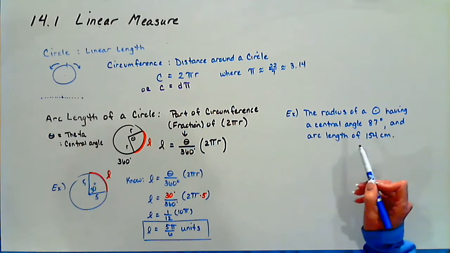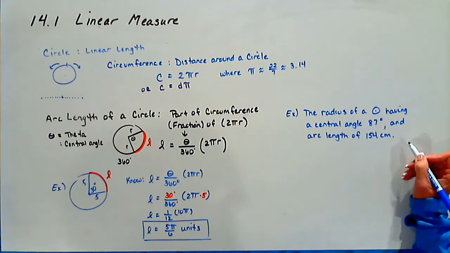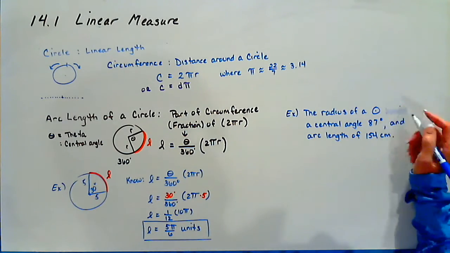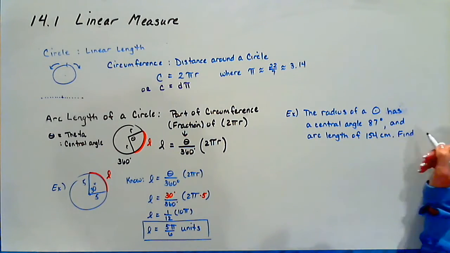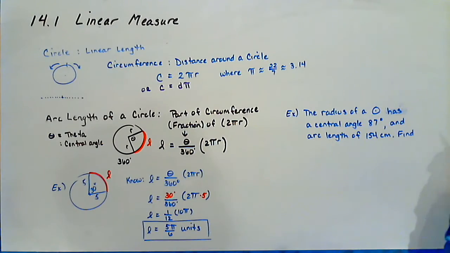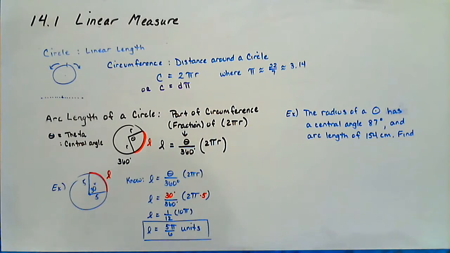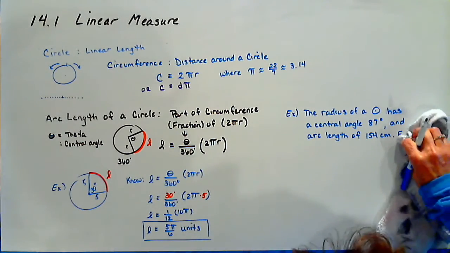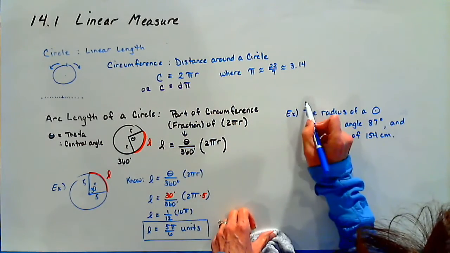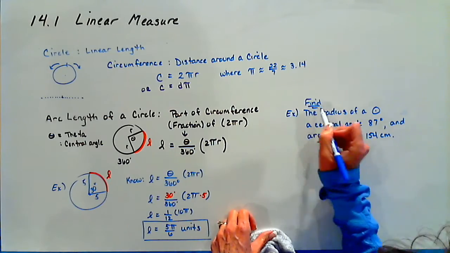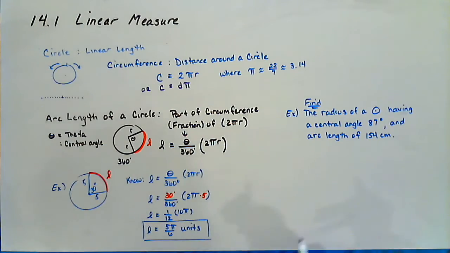Okay, the radius of a circle having a central angle of 87 and an arc length of 154. I guess I forgot to put find at the very beginning. Sorry. Find the radius of a circle having. I was all right at the beginning, I just didn't pay attention to my grammar. I apologize for that. So let's put the directions up here: find the radius of a circle having.